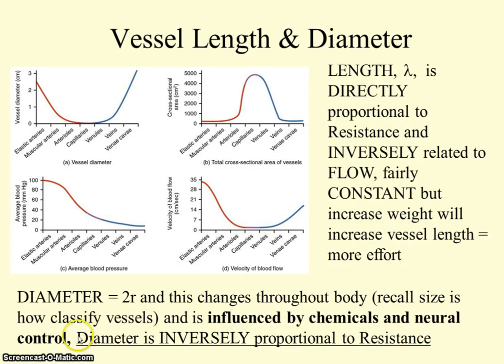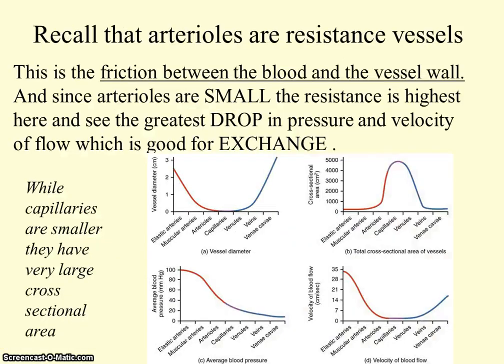So typically diameter is inversely proportional. If diameter increases, resistance decreases. If diameter decreases, resistance increases, right? All right. And I just refresh your memory that arterioles are resistance vessels. They are getting smaller and smaller, and we have the choice, because of that tunica media, to control the diameter here. And this, of course, is influenced by the autonomic nervous system as well as local chemicals, like changes especially in metabolic waste or metabolic needs.